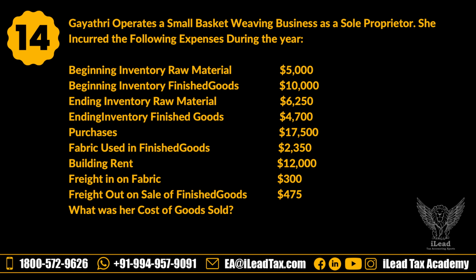Gayatri operates a small basket weaving business as a sole proprietor. She incurred the following expenses during the year. Beginning inventory raw material 5,000, beginning inventory finished goods 10,000, ending inventory raw material 6,250, ending inventory finished goods 4,700, purchases 17,500, fabric used in finished goods 2,350, building rent 12,000, freight in on fabric 300, freight out on sale of finished goods 475. What was her cost of goods sold?